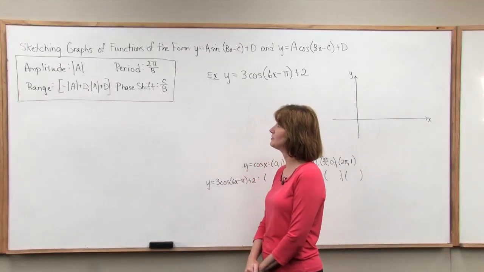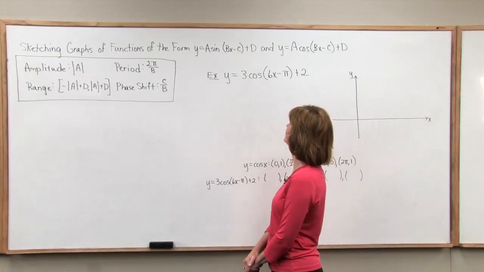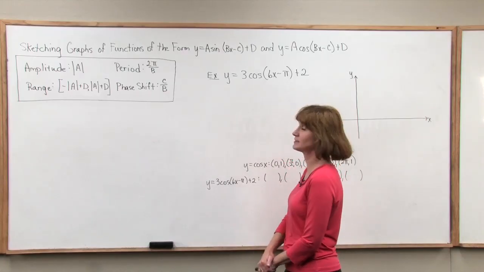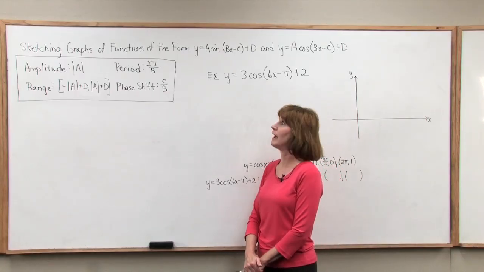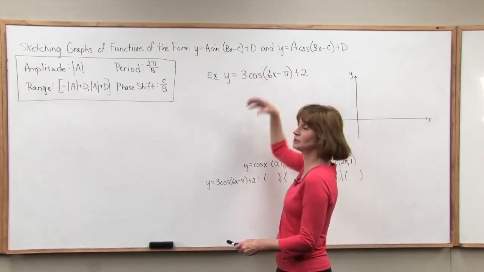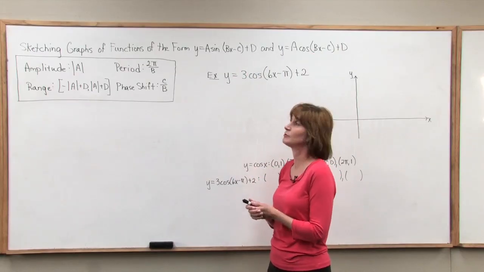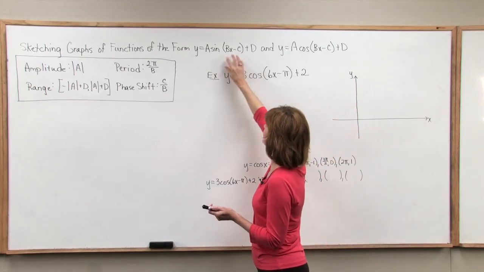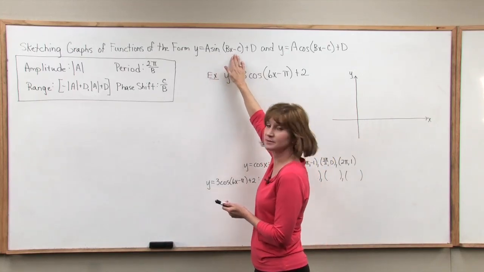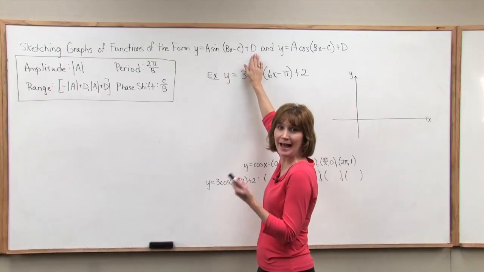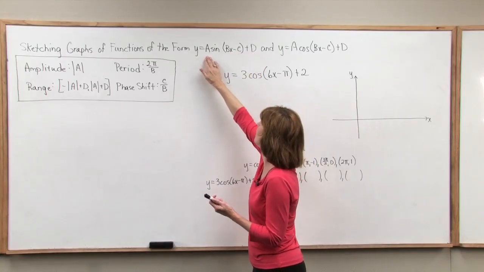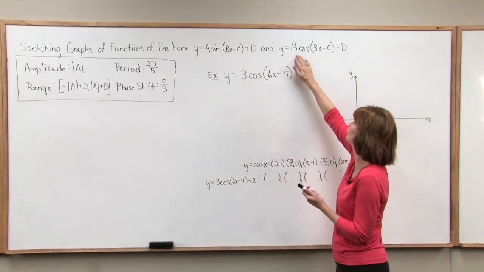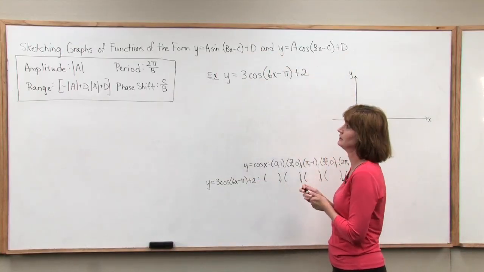Let's look at sketching graphs of functions of the form y equal a sine bx minus c plus d and y equal a cosine bx minus c plus d. You may recall from algebra that when you add a constant to a function, it shifts the graph vertically. Same thing's going to happen here. So remember your quarter points for a sine bx minus c. Well, all you're going to do, you're going to add d to the y coordinates of all the quarter points of this function. Or of course, if it's a cosine, you're going to add d to all the quarter points of a cosine bx minus c.